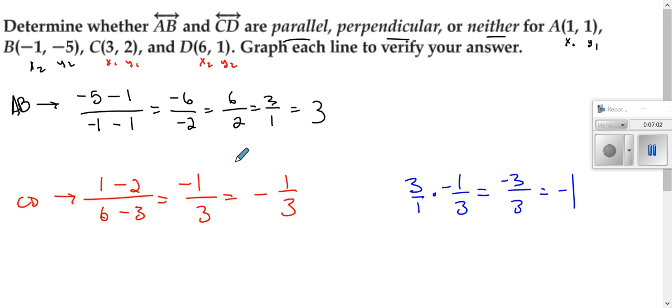And so there you have how you're going to find this. There are a few more examples that you can do to see what happens if it was parallel. These slopes would have been the exact same number. If it's not like this and it's not exactly the same, then it's going to be neither.